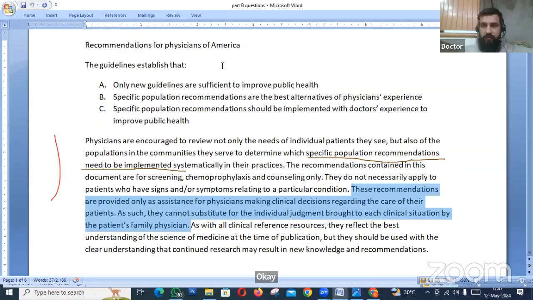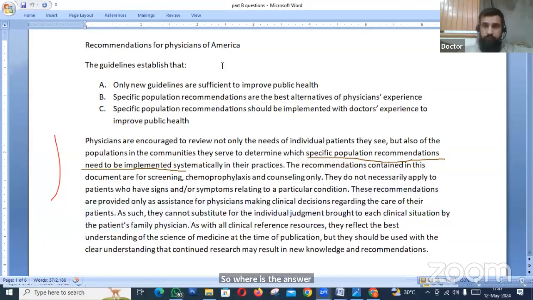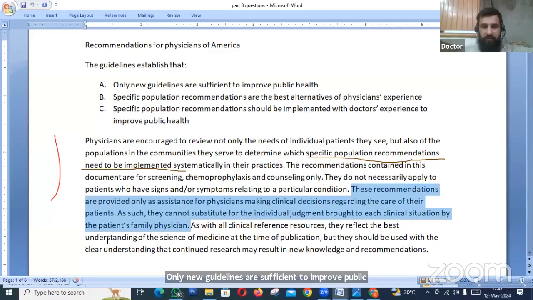Okay. So where is the answer? So only new guidelines are sufficient to improve public health. Okay. So they reflect the best understanding of science at the time of publication. They should be used with care and understanding. Okay. No, they are not saying these guidelines are the only one.